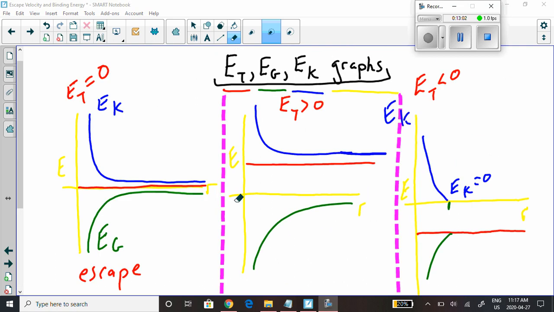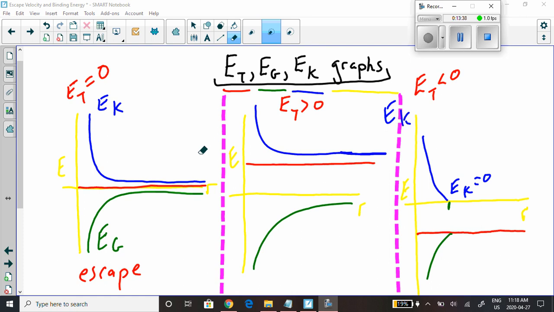So what does this look like graphically? Well, let's graph total energy, which I'm going to have in red in these three situations, gravitational potential energy, which I have in green in these three situations, and kinetic energy, which I have in blue in these three situations. So take a look at the graphs here, because I'm graphing energy along the vertical and r along the horizontal, how far the object being launched is from the center of what is creating the gravitational field.